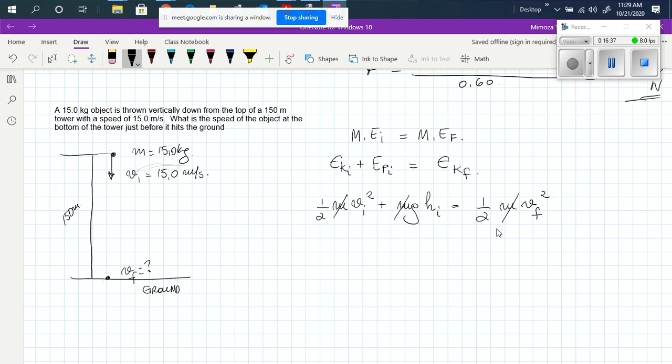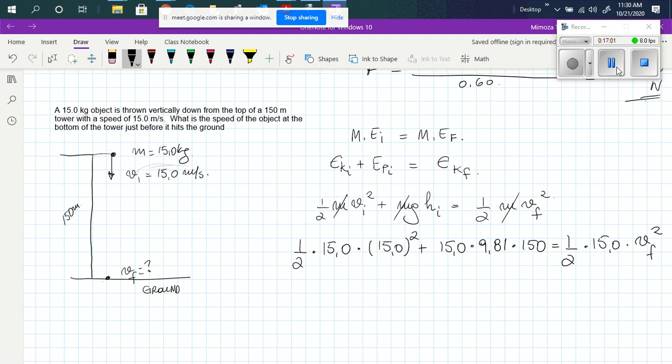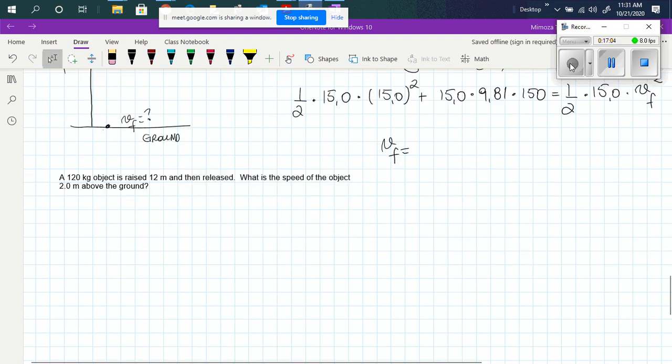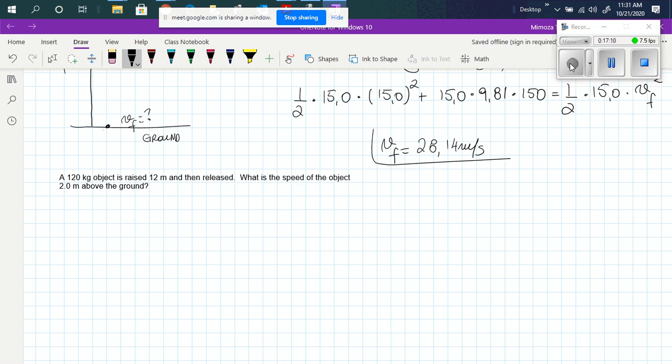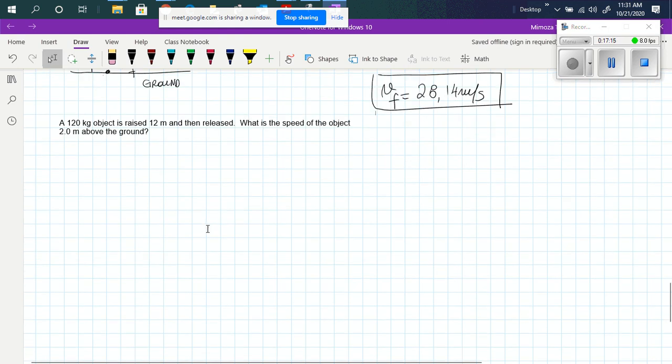So even if you don't see it, I will do the example as if you don't see it: times 15, times 15 squared, plus 15 times 9.81 times 150, equals 1/2 times 15 times v final squared. Do the calculation, tell me what is v? So an answer here is 28.14 meters per second. I'm considering that this is right. Let's move now to the next one.